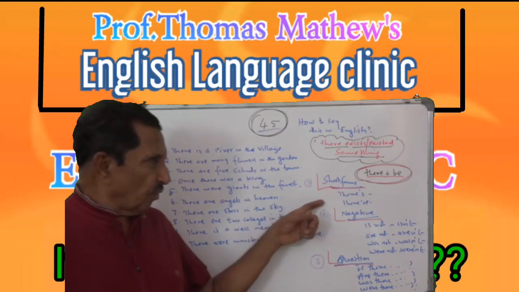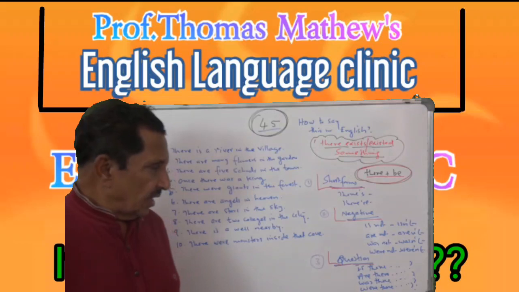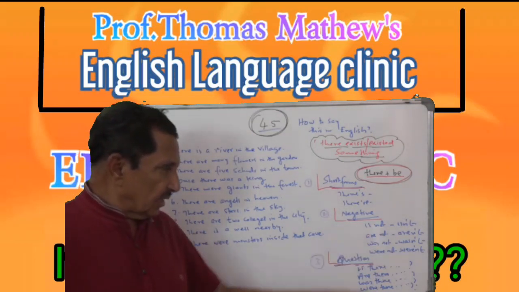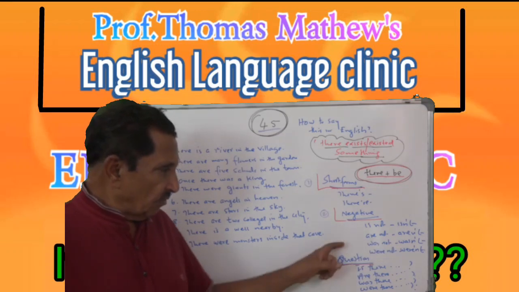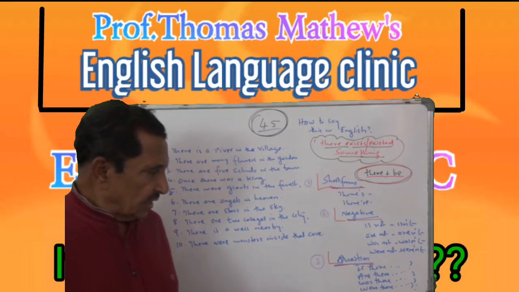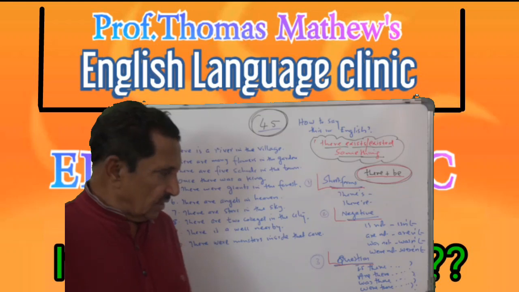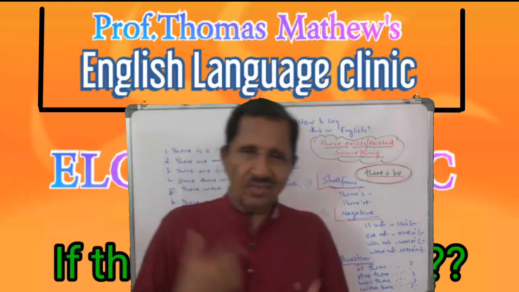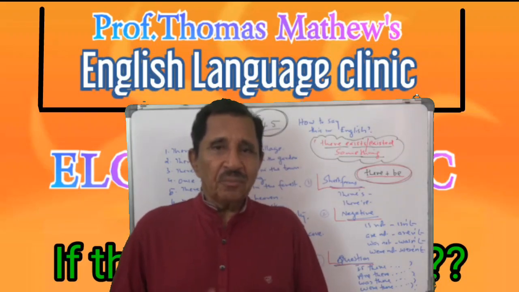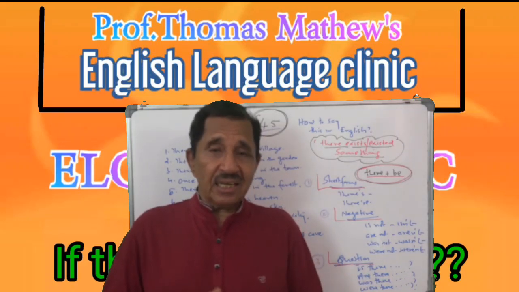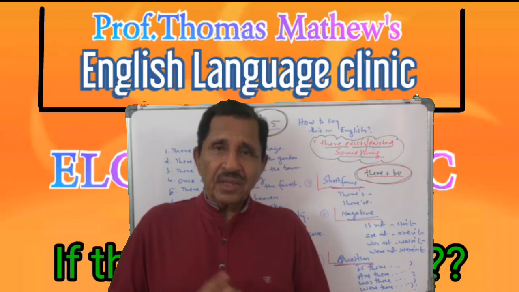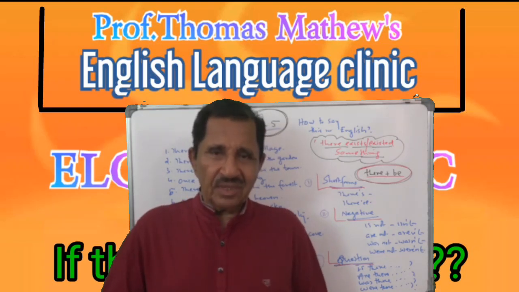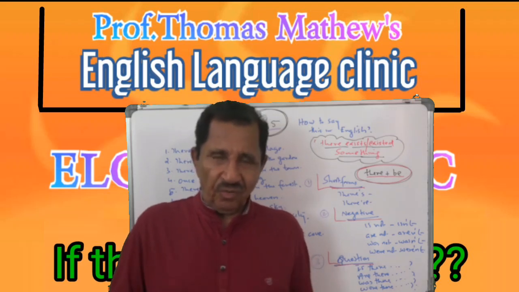Now you can see short forms, negatives: is not, short form is isn't; are not, aren't; was not, wasn't; and were not, weren't. Questions: is there, are there, was there, and were there. So what we can do together is make as many sentences, let's say some 50 sentences on this pattern, and then rewrite them as negatives, questions, short forms and so on.